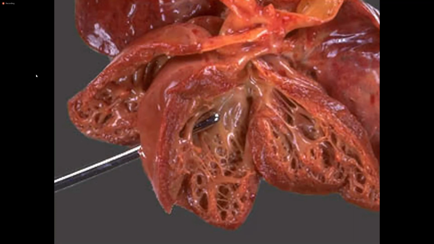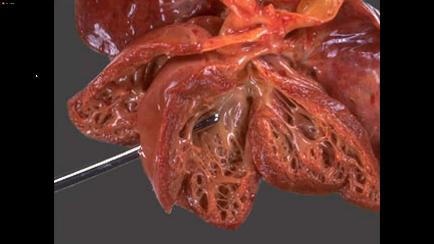Number one. Second, 50% of these defects, if they are small, close spontaneously, so nothing needs to be done. They don't cause any damage, they don't cause any problem, and the murmur will disappear and the defect will spontaneously close. For those that are large, they will not close and they may need surgery to correct the defect. Now, for those that are large, what are the complications?